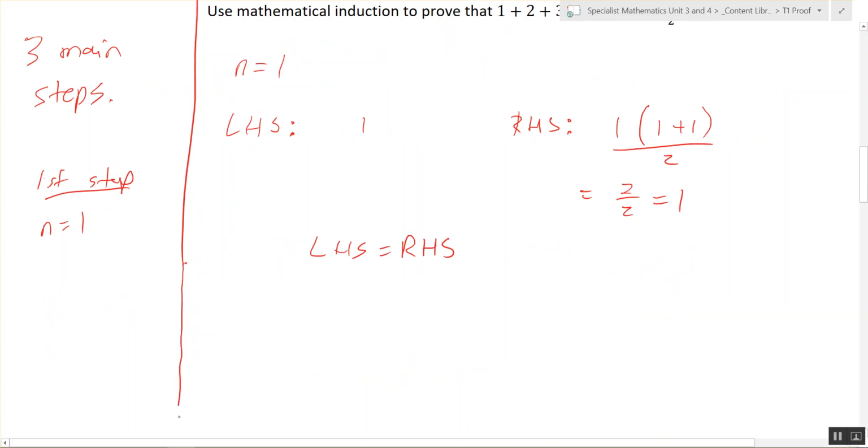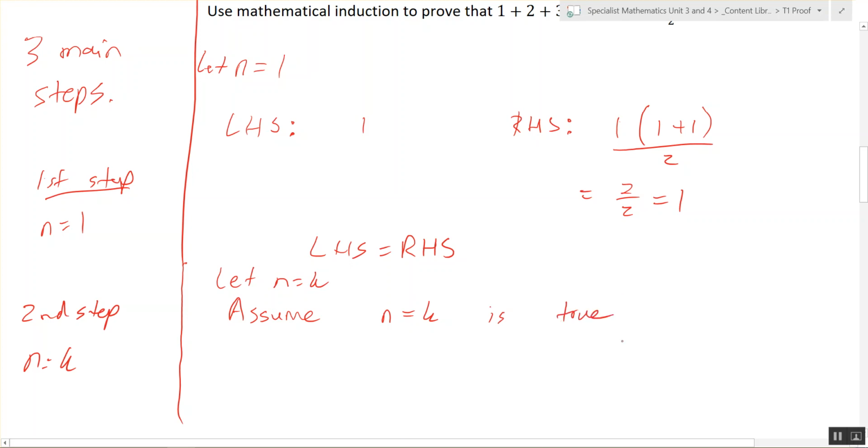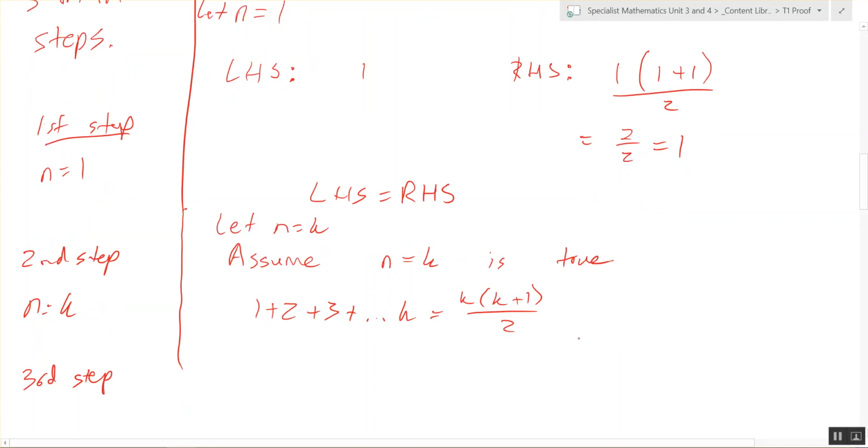Now this is where it can get a little bit complicated. So we assume, oh wait, I should have said let. This is step 2. Let n equal k. We assume n equals k is true. Now k is just an arbitrary number. Because n represents the final number, where k represents a number we're substituting in for n. Does that make sense? It's a bit weird.